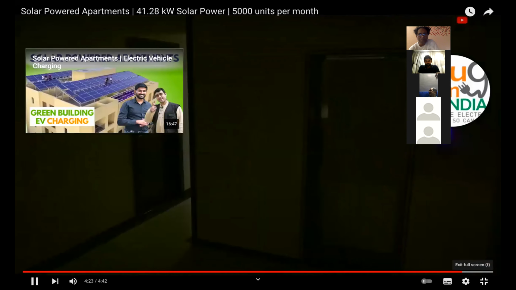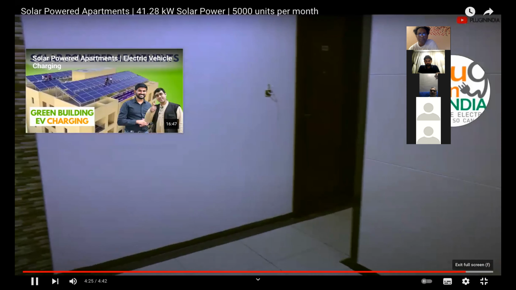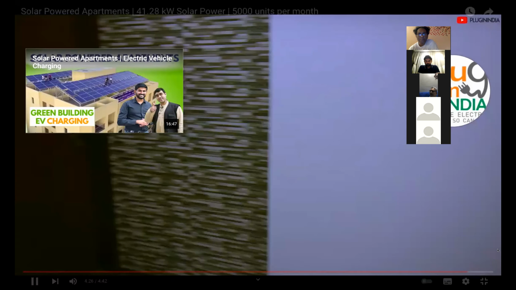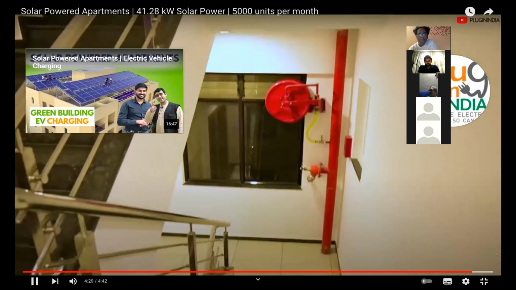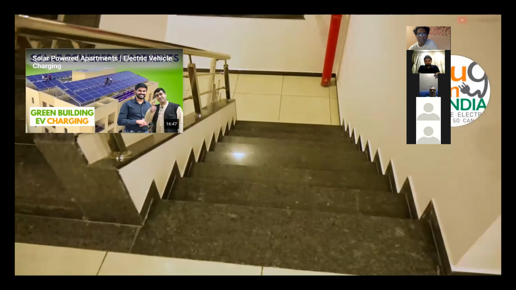Thank you. Mr. Rajan's team has installed motion sensors on every floor that turn off lights to save electricity. All common areas are fitted with energy-saving LEDs.